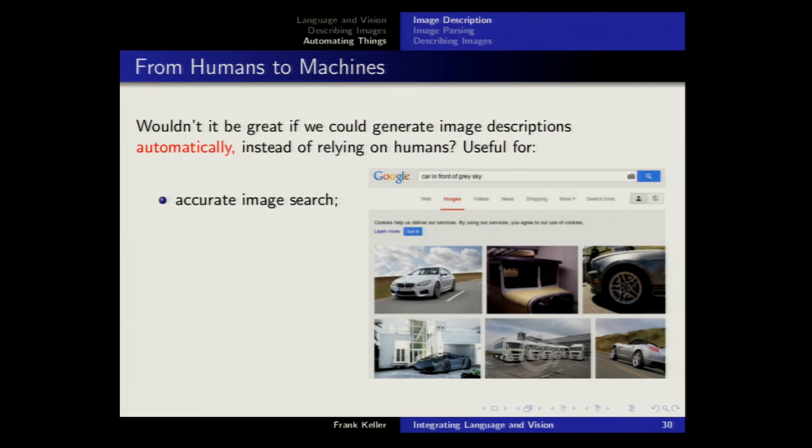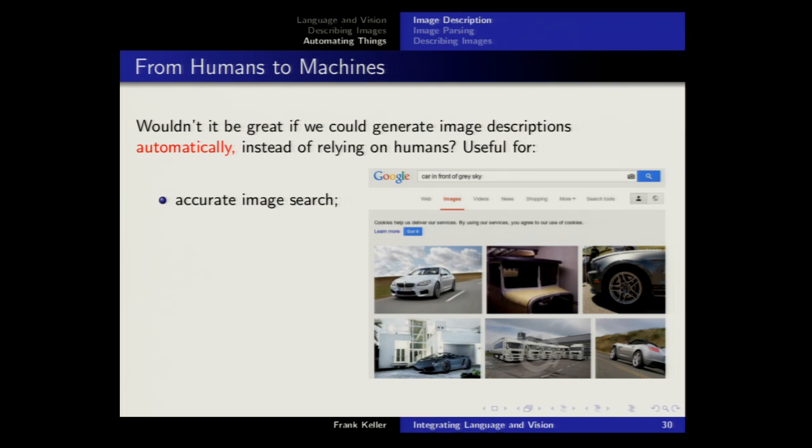What would that be useful for, image descriptions? Well, if you've ever used Google image search, then you'll have found that it's a bit hit and miss. Here I've looked for a car in front of gray sky, and some of the hits are okay. Here the sky is quite gray, but the car is also gray, so maybe that's why this came up. This image seems to be pretty unrelated. This is also unrelated, other than it's a gray car again. This one is good. This one is sort of good.